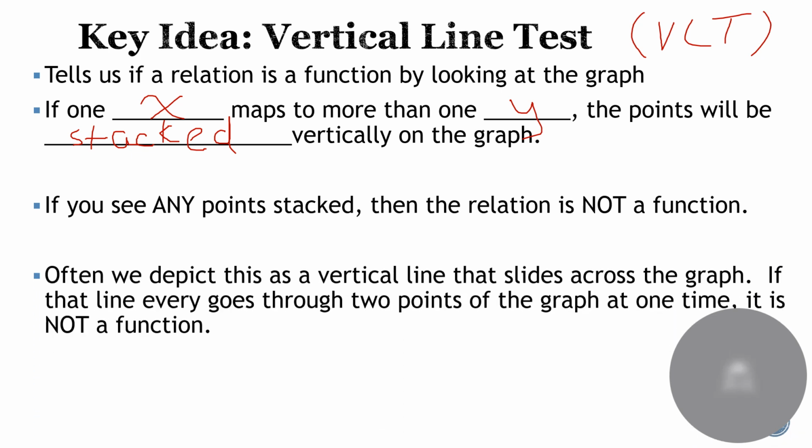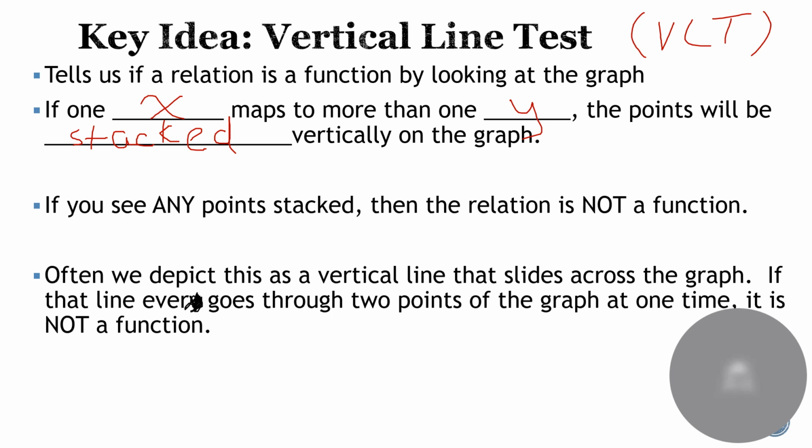So often we depict this as a vertical line, hence the name of the test, that slides across the graph. If that line, sorry, I hate typos. And the problem is by the time I teach this in the fall, I'm probably not going to remember that I had these in here. If the line ever goes through 2 points of the graph at one time, it is not a function. And so we grab like our ruler, our finger, our meter stick, and we slide it across the graph.